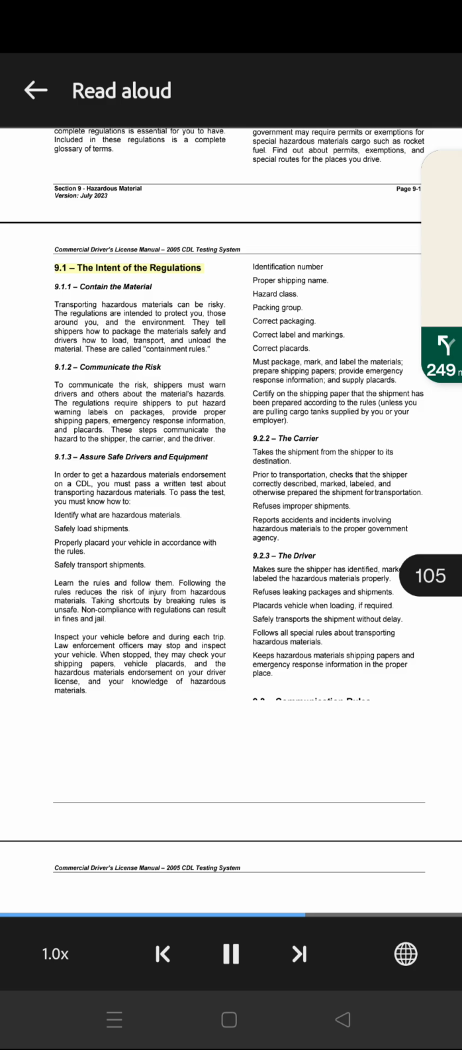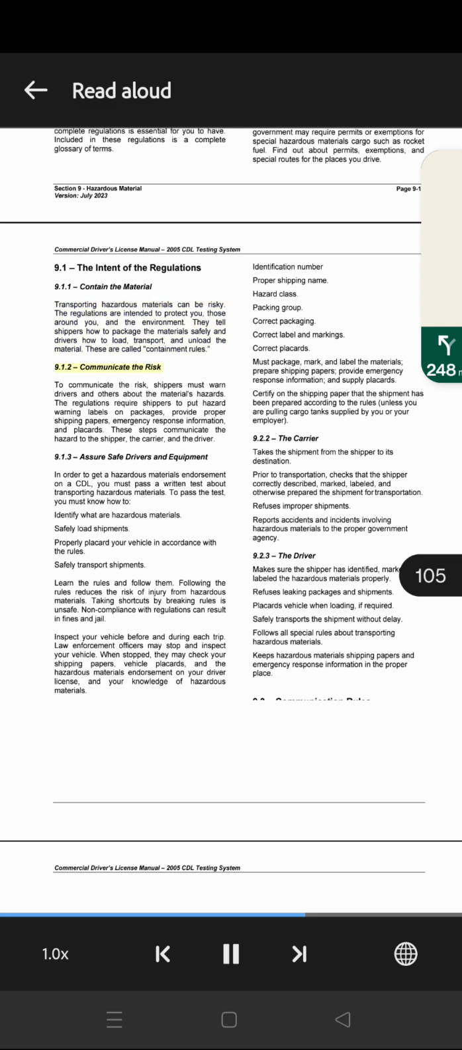9.1 The intent of the regulations. 9.1.1 Contain the material. Transporting hazardous materials can be risky. The regulations are intended to protect you, those around you, and the environment. They tell shippers how to package the materials safely and drivers how to load, transport, and unload the material. These are called containment rules.